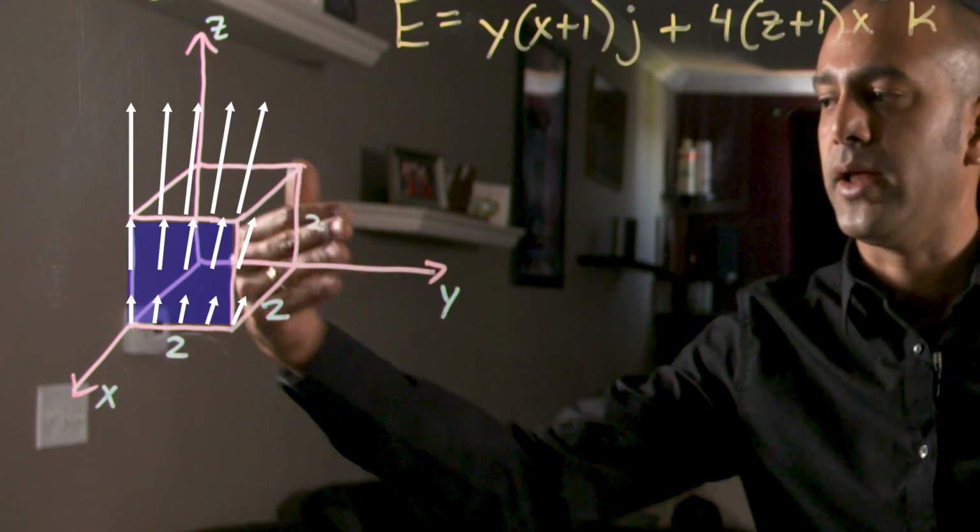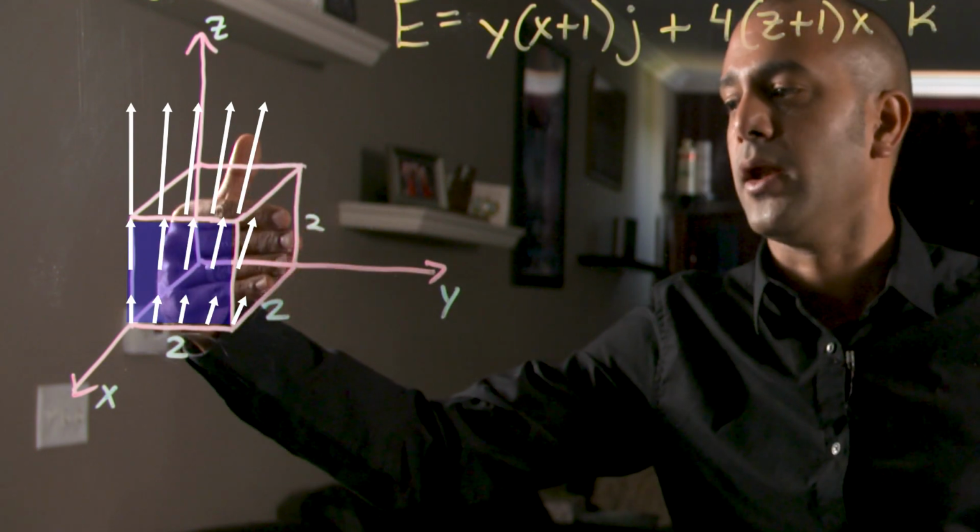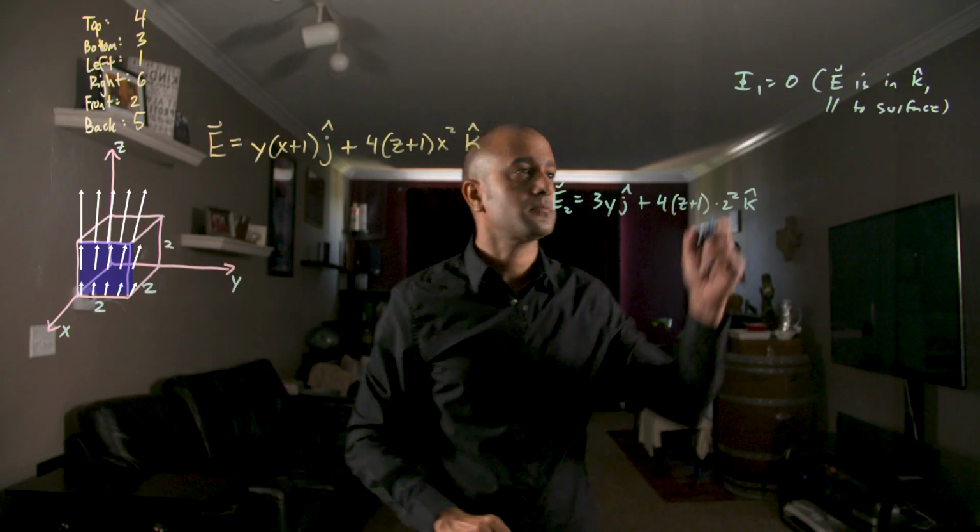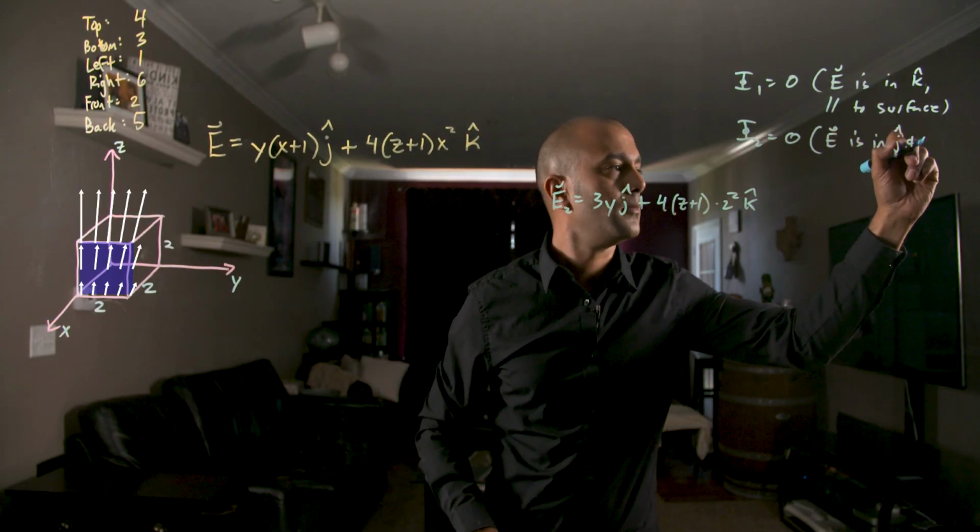But at no point does it point out of the box. In other words, does it point perpendicular to the surface? Those vectors are always parallel to that front surface. So again, the flux is 0.